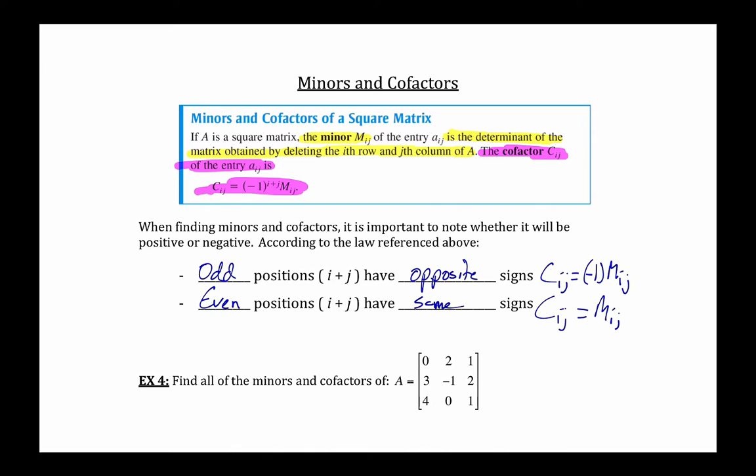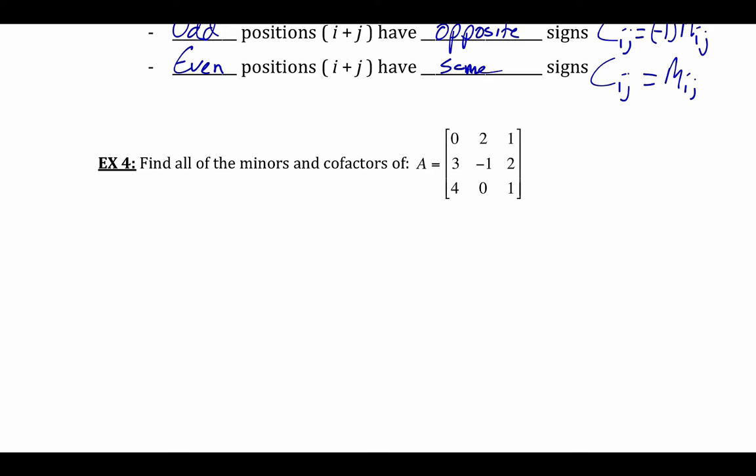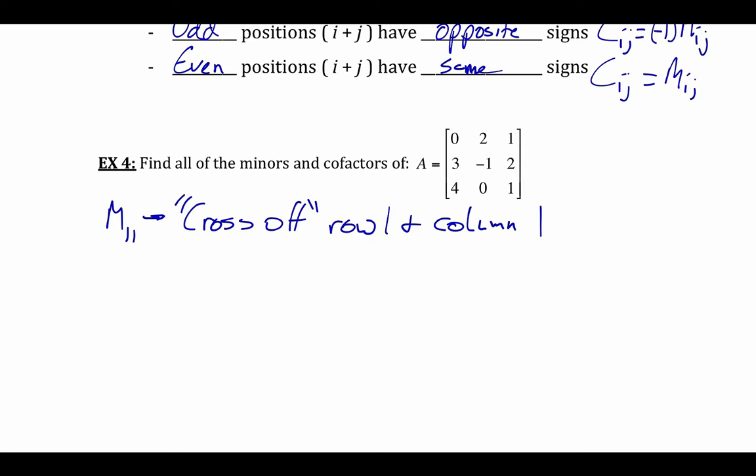Now, looking at this, we're asked to find all the minors and cofactors of this matrix A. We're going to start with the minors, starting with M sub 1,1. The way I think about it is I'm going to cross off row 1 and column 1. I'm putting this in quotes because we still want to use those values. I'm going to physically cross them off here just to demonstrate where I'm getting these numbers. Essentially, we pretend, and again, don't do this because you're going to need these numbers eventually, as if that row 1 and that column 1 gets crossed off.